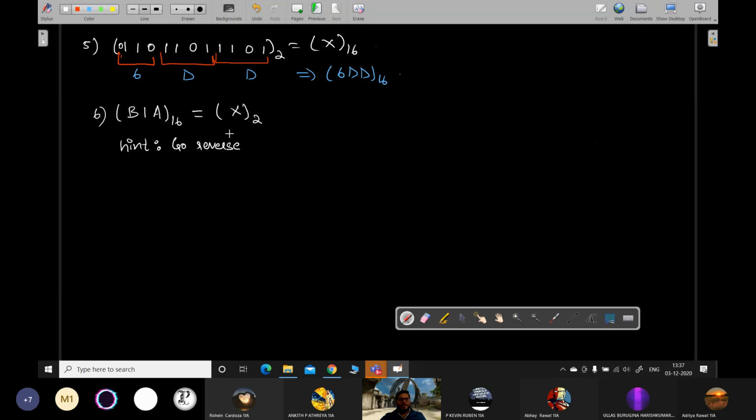Go reverse क्या? Binary से you are going to decimal, sorry, hexadecimal. What you do? Convert into groups of 4 and then whatever digit you get, simplify it and then you convert accordingly. यहाँ पे देखो A है, A का वैल्यू क्या होगा? I'll solve one. B1A. A will be 10. B is 11. 1 is 1 only.